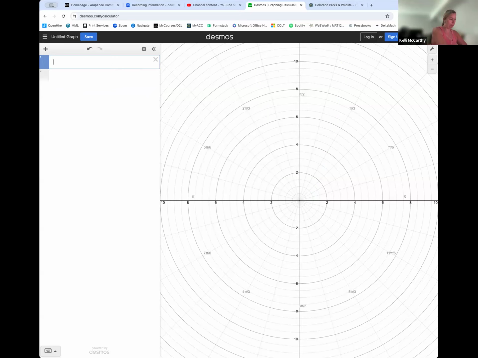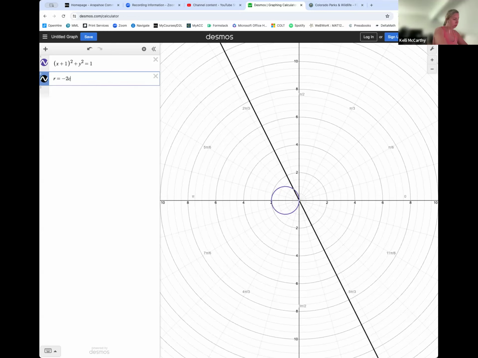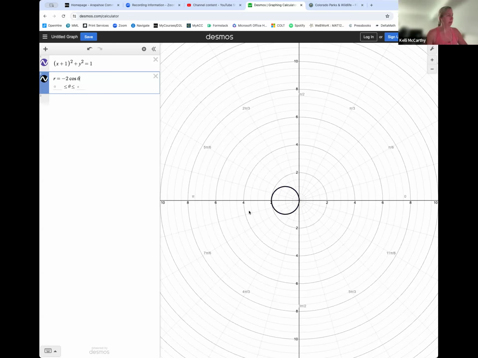In our second example, we had (x plus 1) squared plus y squared equals 4. No, I'm sorry, equals 1. Oh, typo there. That should be a plus. There's that circle centered at negative 1, 0 with a radius of 1. Our polar equation was r equals negative 2 cosine theta. And that equation matches that graph.